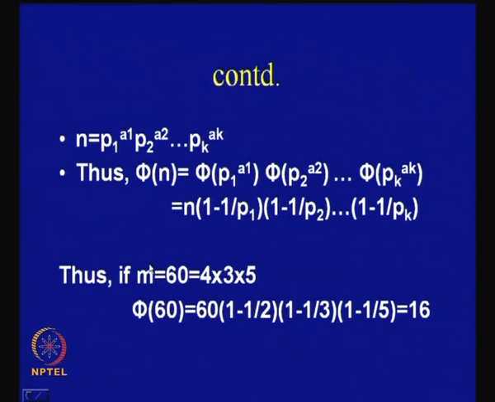We can extend this result and compute the phi of any value. You know from the fundamental theorem of arithmetic that we can take n and obtain its prime factorization, and then it will be easy to compute the value of phi n. So if the factorization of n is available, then computation of phi n can be obtained using this formula. For example, if I need to compute phi of 60, we know the prime factorization of 60 as 4 multiplied by 3 multiplied by 5, then phi of 60 will be 60 into 1 minus 1 by 2 into 1 minus 1 by 3 into 1 minus 1 by 5.